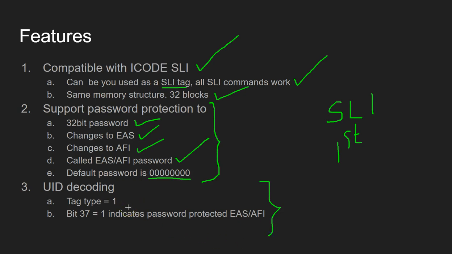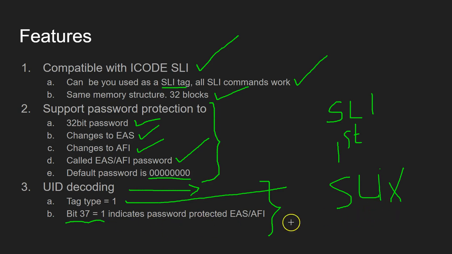In order to identify the type of the tag, the tag type is used in the 8 bits of the UID. The tag type is 1. In fact, the tag type for SLI is also 1. The difference between SLI and SLIX is that you have to find out whether bit 37 is set to 1, which indicates this is a SLIX. It also means it supports a password-protected EAS and AFI. Now all these things I'm going to show you when I start playing with the real tag.